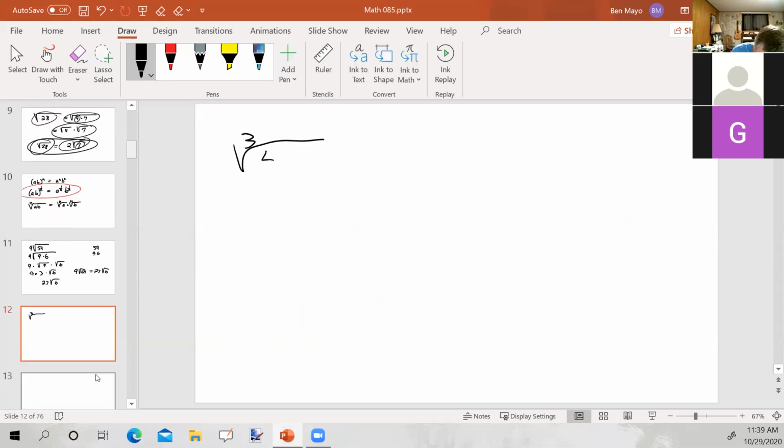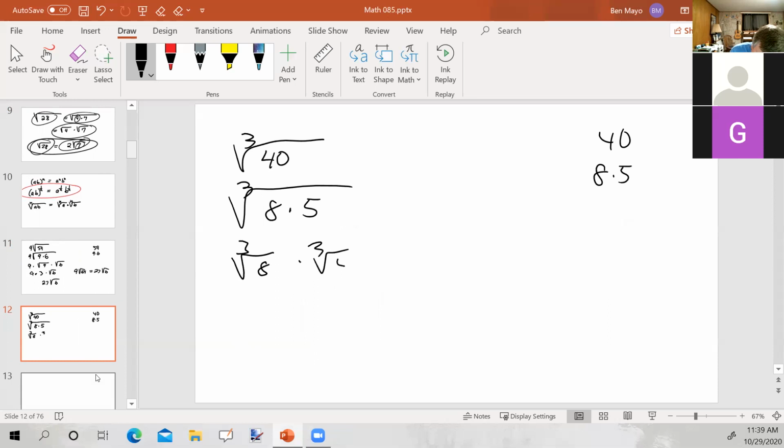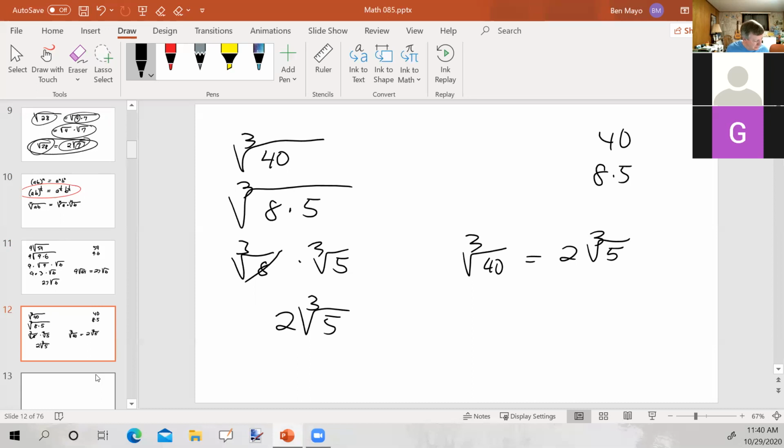Cube root of 40. Well, now our index is a 3. So now we want to uncube cubes. 40 is 8 times 5. 8 is a cube. What's the cube root of 8? 2. So we get 2 cube roots of 5. So the cube root of 40 simplifies into 2 times the cube root of 5. So far, so good? Yeah. All right.